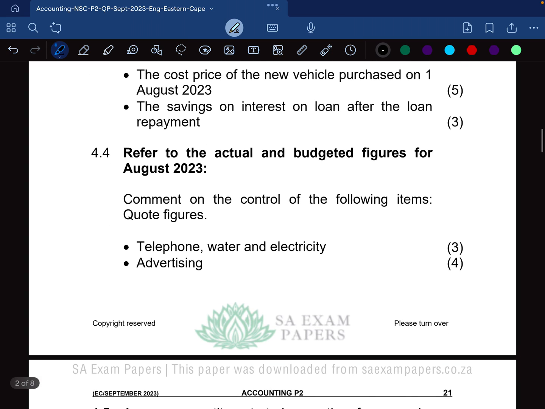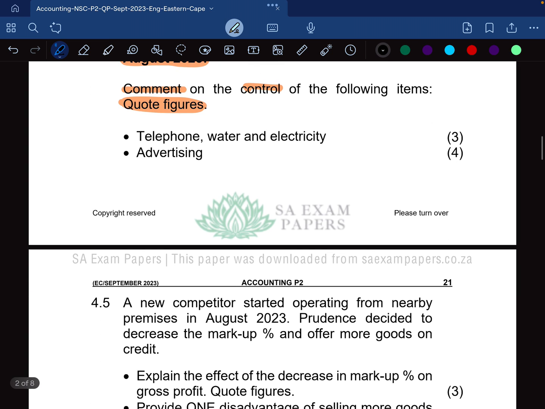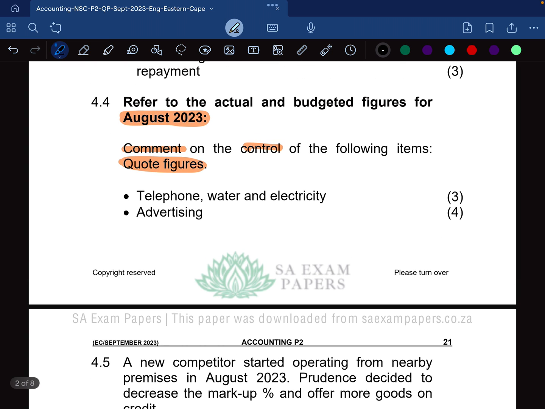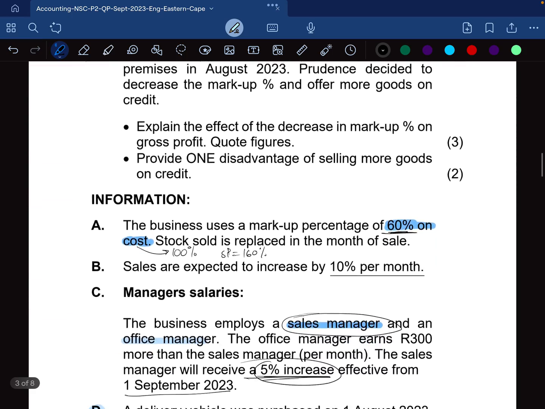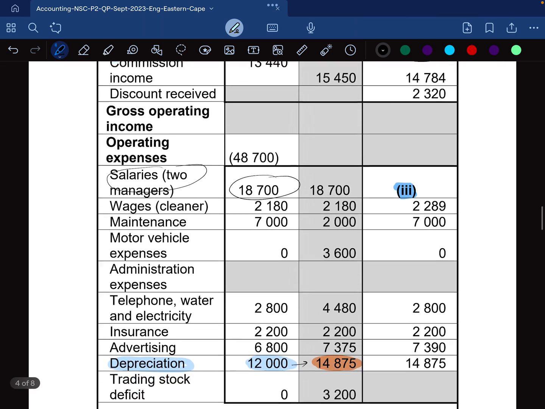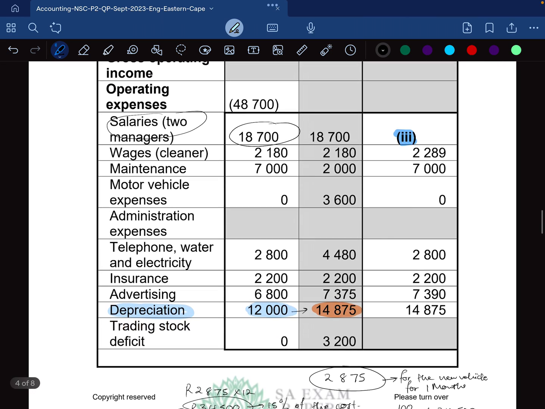Okay. Then let us look at question 4.4, which says refer to the actual and budgeted figures for August 2023. So now we're just looking at August 2023, and we are supposed to comment on the control of the following items, and we're supposed to quote figures. So if you're not quoting figures, you are not getting any marks. Okay. So we're looking at the telephone, water, and electricity. Then we will also consider advertising.